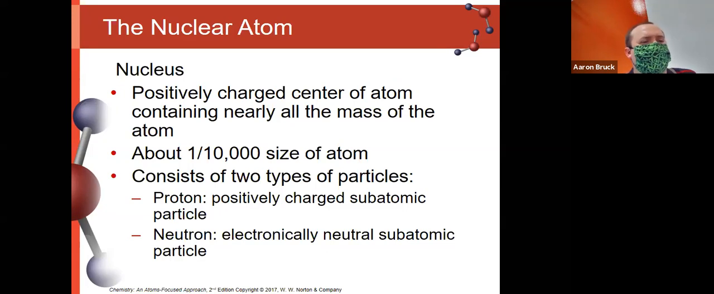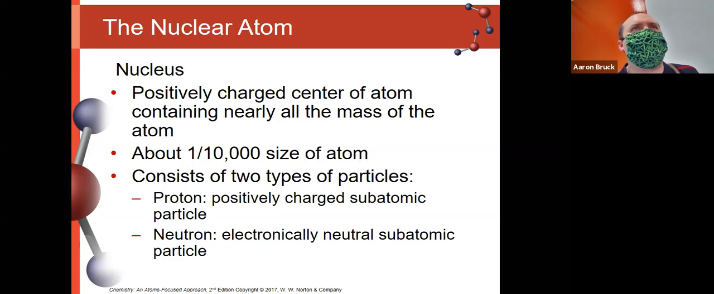is the nuclear model of the atom. And for the most part, we still abide by the nuclear model of the atom. The nuclear model of the atom says that there is a nucleus. That nucleus is a positively charged center. It contains nearly all of the mass of the atom itself. And while it contains nearly all of the mass, it contains nearly none of the volume.